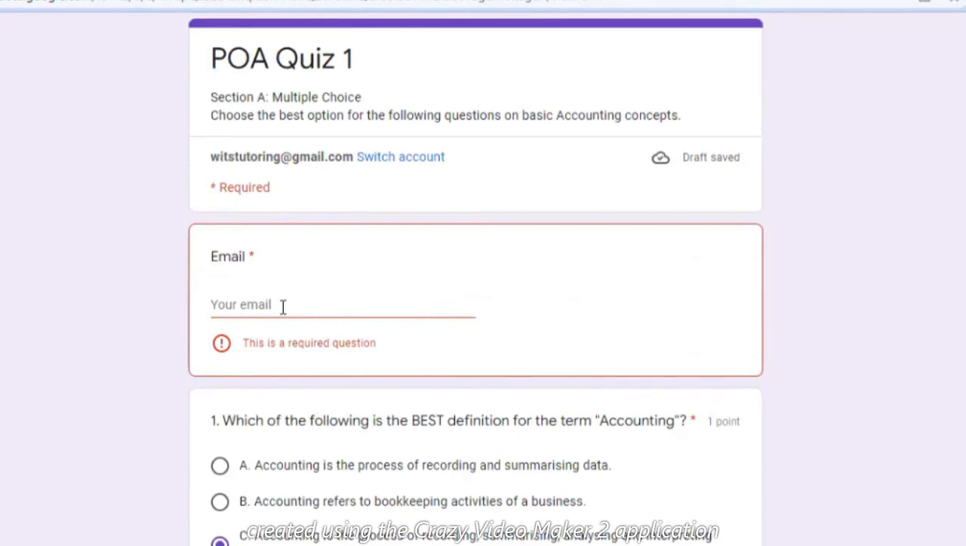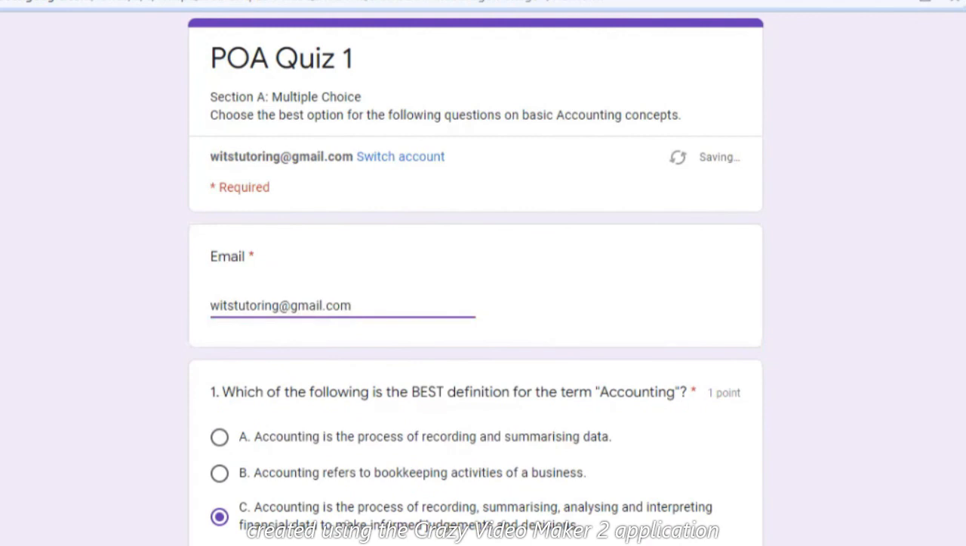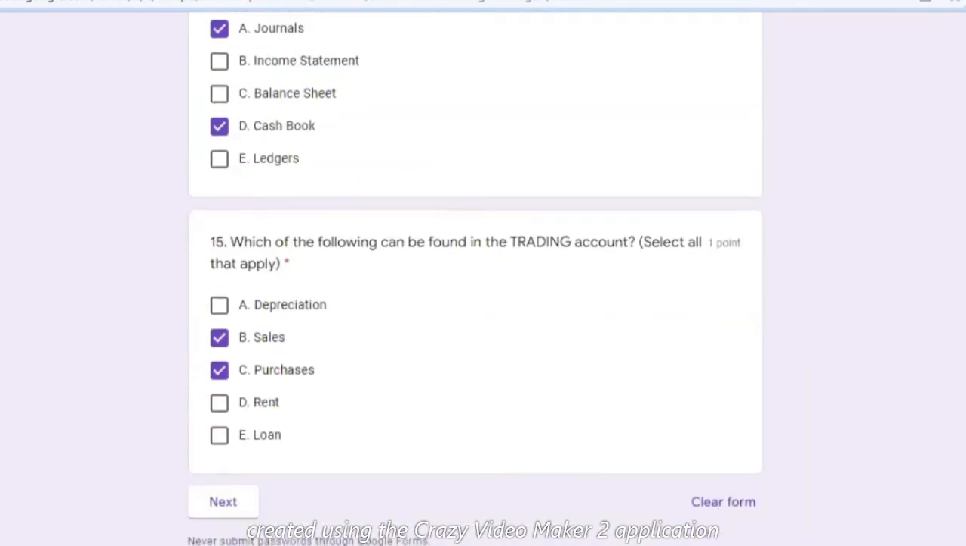I would just want to skip to the short answer questions so you guys can get a look at what they'll be like. I'm not going to actually do them though.